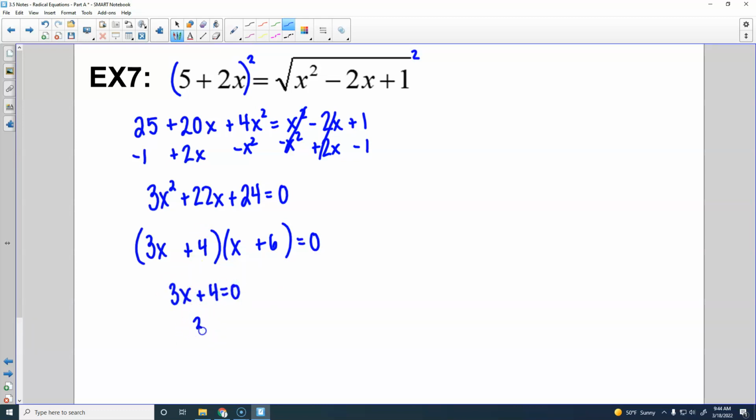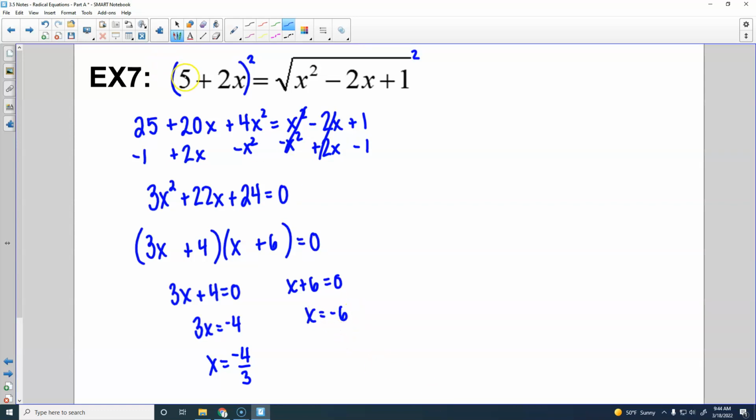Let's try again. 3x would equal -4. So x would equal -4/3. And over here, x plus 6 equals 0. So x would equal -6. Always better. Okay. I'm pretty sure -6 is not going to work.